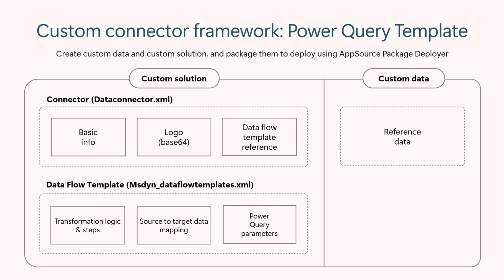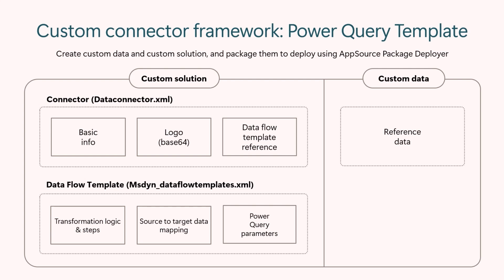Okay, let's look at how we can create a custom connector using Power Query template method. You need to create a custom solution that will need to include a connector and a data flow template. The connector is an XML file that includes some basic information about the connector, such as the title, the description, the logo, and so on. And the logo will be represented as a text, which will be created from the file and encoded by base64. And lastly, the data flow template, the Power Query template reference ID also is included in this XML.